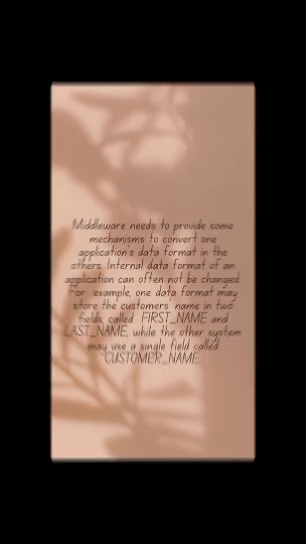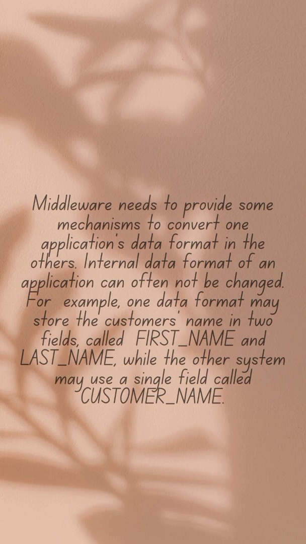There are a number of pieces that come together to form the message bus. Middleware needs to provide some mechanism to convert one application's data format into the other's internal data format. An application can often not be changed. For example, one data format may store the customer's name in two fields called first name and last name, while the other system may use a single field called customer's name.